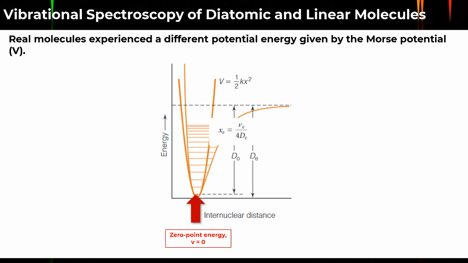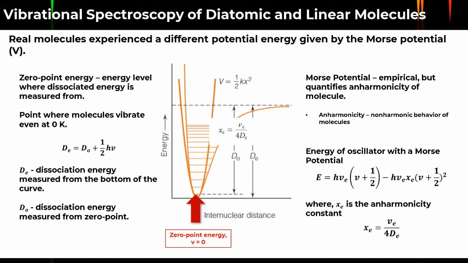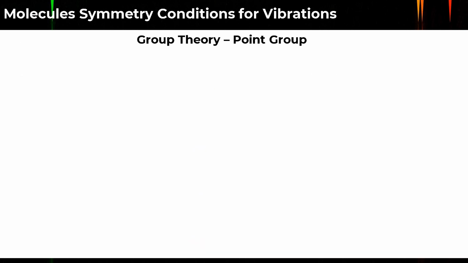Zero-point energy is defined as the energy possessed by a molecule when the potential energy equals zero, and it's the actual energy level where the dissociation energy is really measured from. At this point, molecules must vibrate even at 0 Kelvin, and no atoms are resting. The dissociation energy measured starting from the zero point is given by the equation shown here. Morse potential is quantized, and it allows us to quantify anharmonicity, or the amount of non-harmonic behavior of the molecule. This part of the video discusses the symmetry considerations for vibrating molecules.